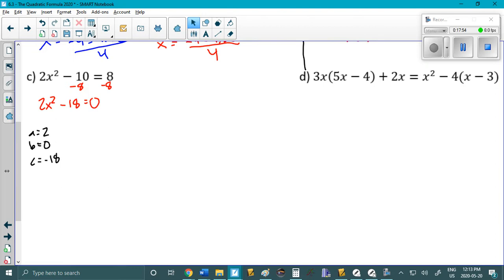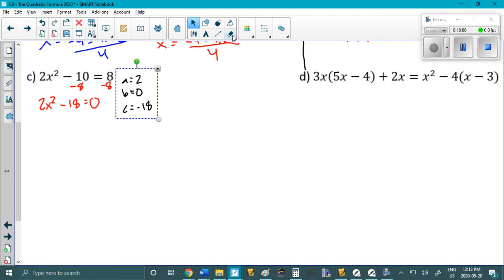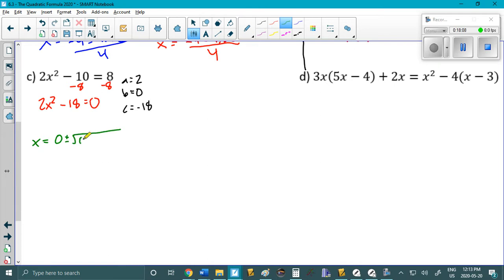Okay? So if we're going to use the quadratic formula, our b value is going to be 0. And that should actually make things a lot easier. So x is equal to negative b, so 0, plus or minus the square root of b squared, so 0 squared, minus 4ac, all over 2a. So x is equal to 0, plus or minus the root, and this is going to be, looks like 72, the root of 72 over 4. So 18 times 2 is 36.